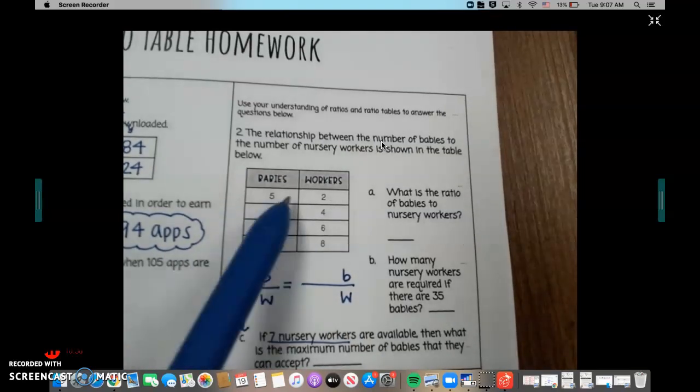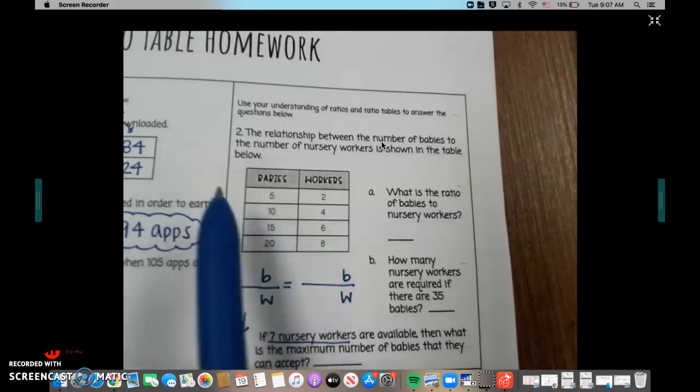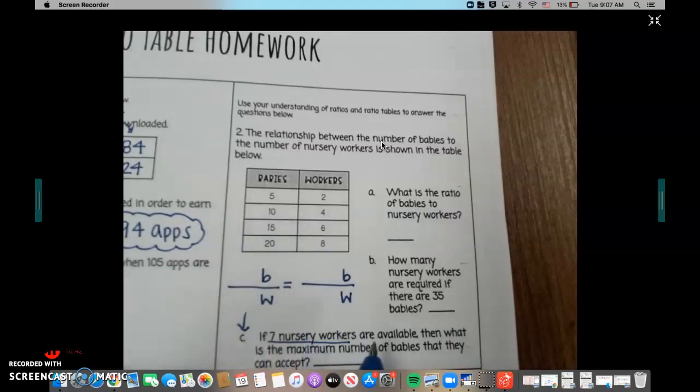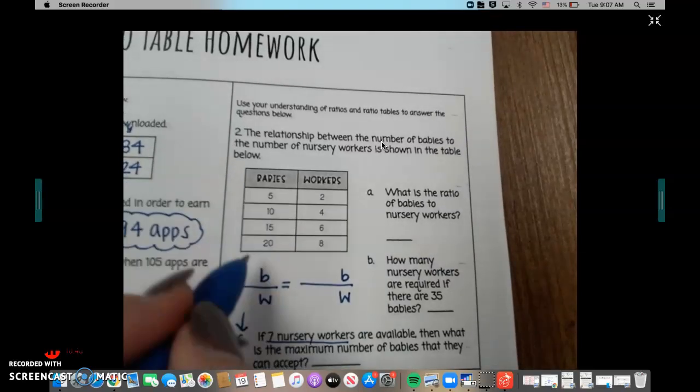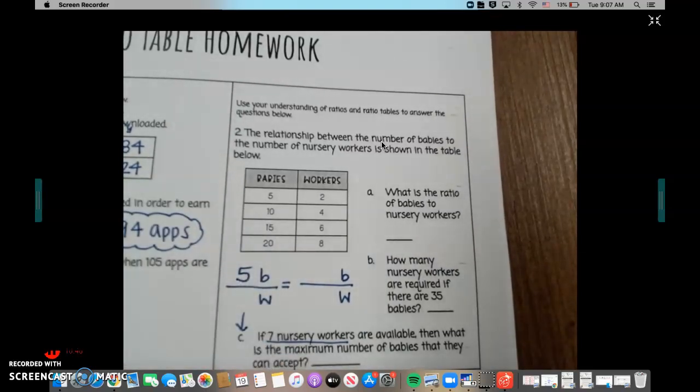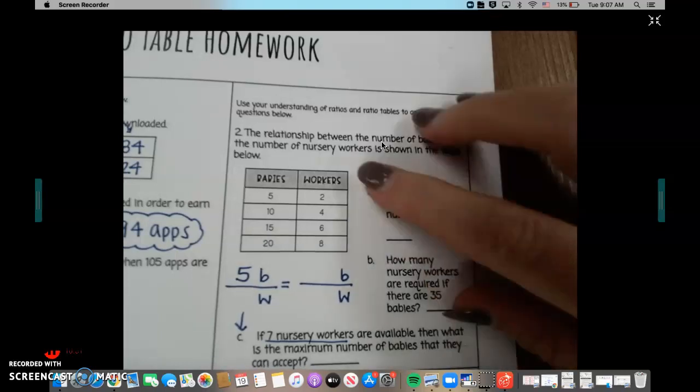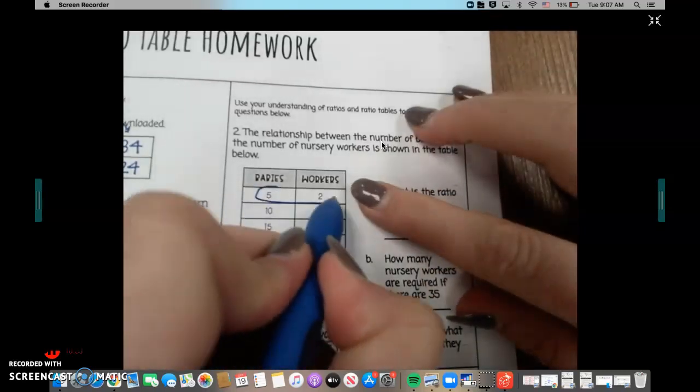Okay, now I can grab any one of these ratios. I always like to pick the top one. Do you guys agree with me? Okay, so what am I going to fill in for the babies on the left? 5. And what about for the workers? 2, right? So we just grabbed these two numbers.